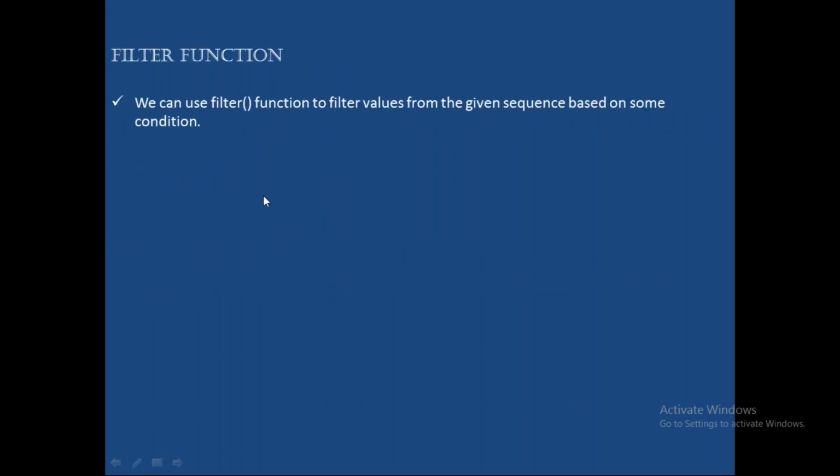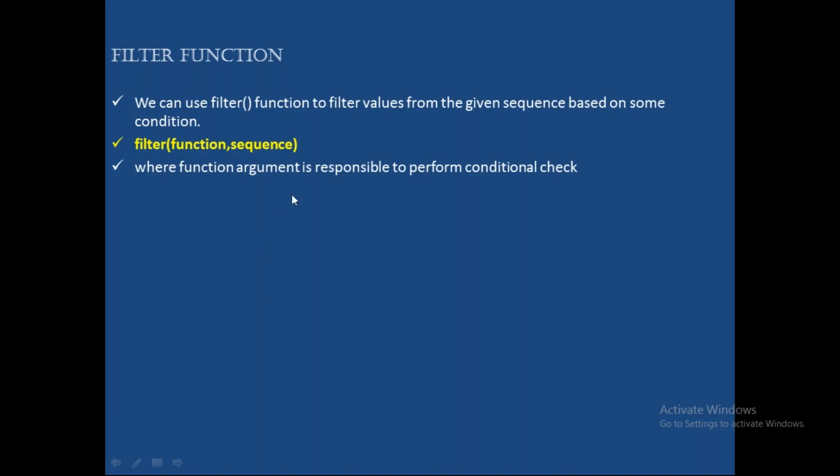You see the filter function. We can use the filter function to filter values from the given sequence based on some condition. The filter function's input is another function, and you need to pass the sequence of values. The function argument is responsible for performing the conditional check. I know with theory you will not get much, so I will quickly go and explain the example so that you can understand.